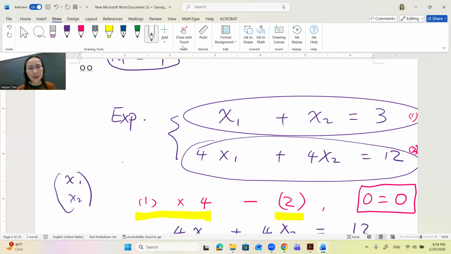Second system. For this second system, of course, we have many solutions for the first equation, many solutions for the second equation, but there's only one solution for the system. That means only one point that is common to both equations.